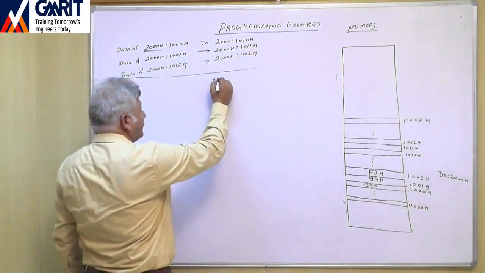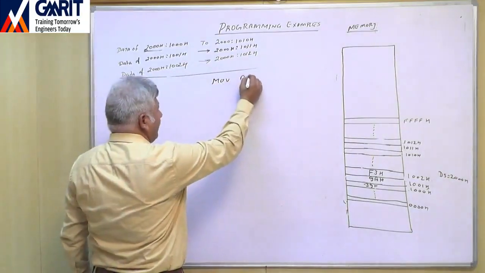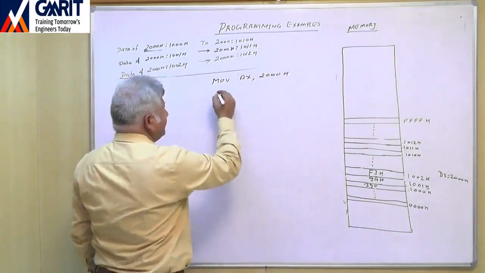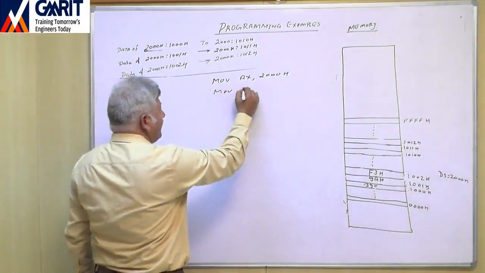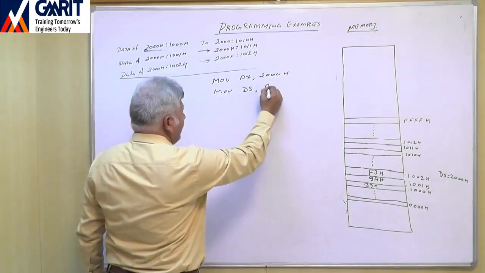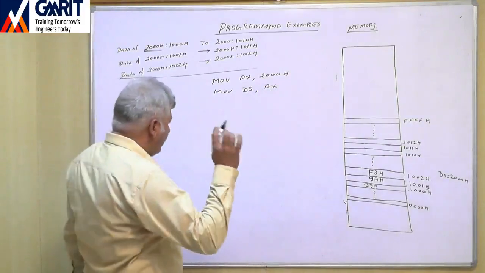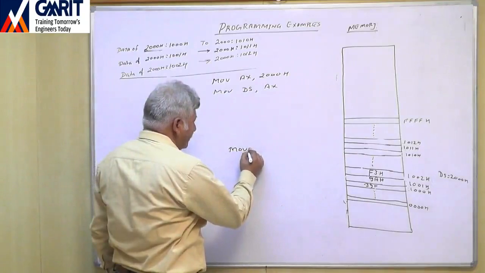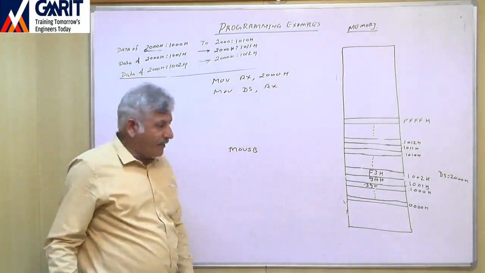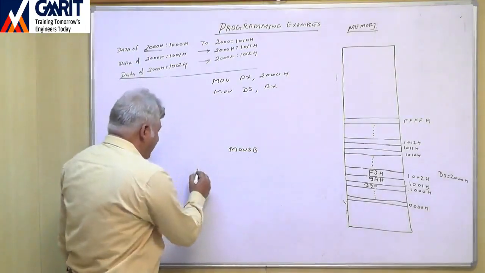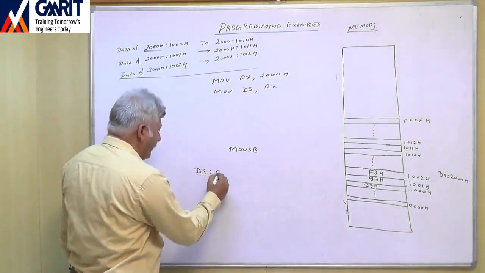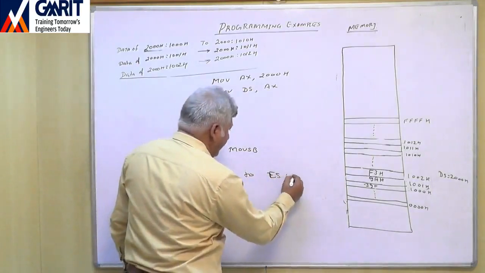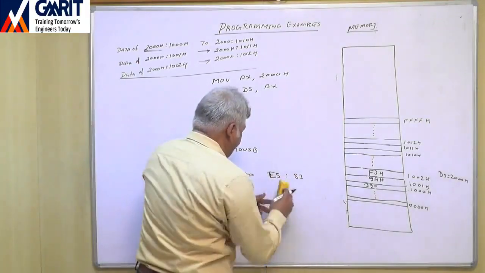So here we will first write the initialization instructions: MOV AX, 2000H. Then MOV DS, AX. Now ultimately we know that we are going to use this instruction, move string byte. And we know that in case of move string byte, data is transferred from DS:SI to ES:DI, right?